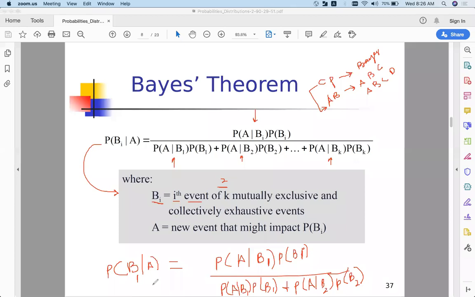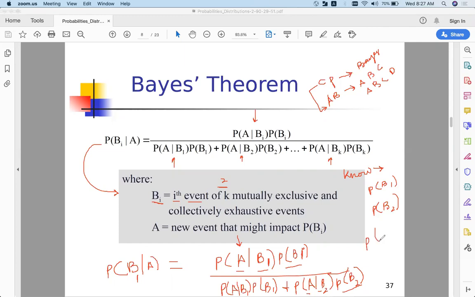Now what is happening here? Let's say you know the conditional probability of A given that B1 has occurred, and you also know the probability of A given that B2 has occurred, and you also know the individual probabilities of B1 and B2. These are the probabilities that you already know in Bayes theorem: P of B1, the probability of event B1, and the probability of B2.